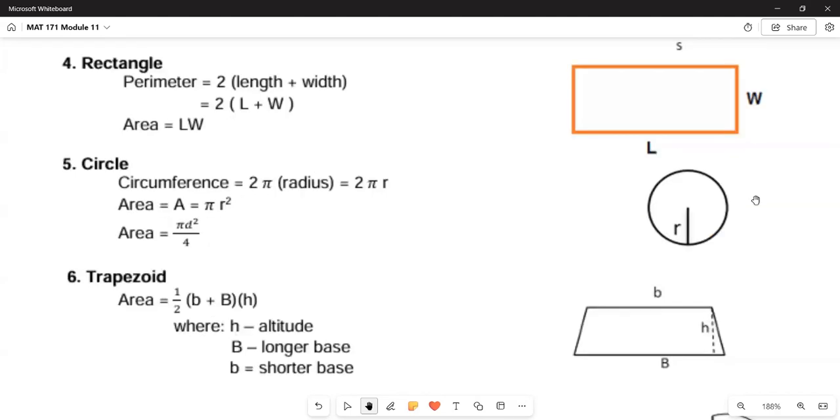So we also have here the rectangle, circle, and trapezoid. Babalikan lang din natin. In rectangle, we have formula for perimeter, the sum of the twice of length and width, or 2 times L plus W. And then when it comes to area ng rectangle, it's just the product of the length and its width. For circle, we have the circumference and area, wherein circumference is just 2 pi r or pi d, and then area is pi r squared or pi over 4 d squared. Okay. And for trapezoid, we have 1/2 upper base plus lower base, the sum of upper and lower base multiplied by height. So yun yung formula ng area natin.